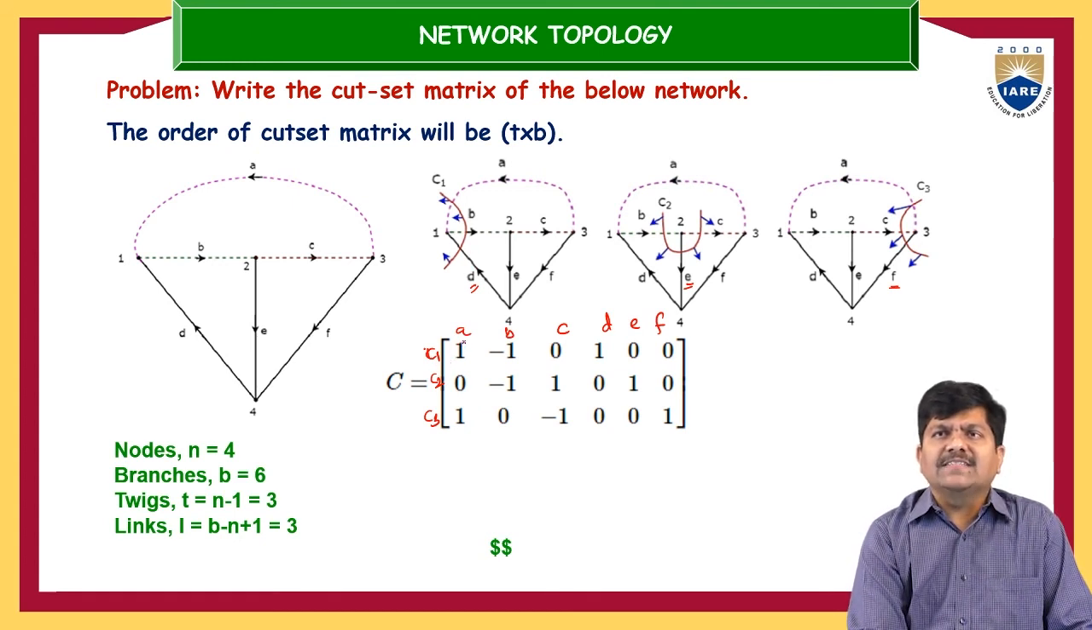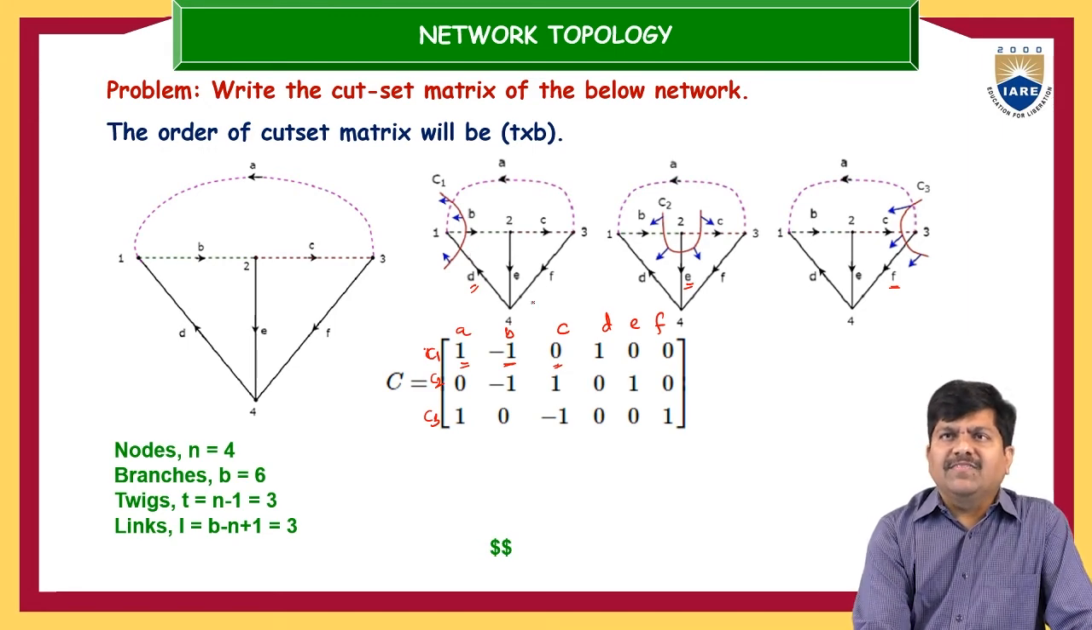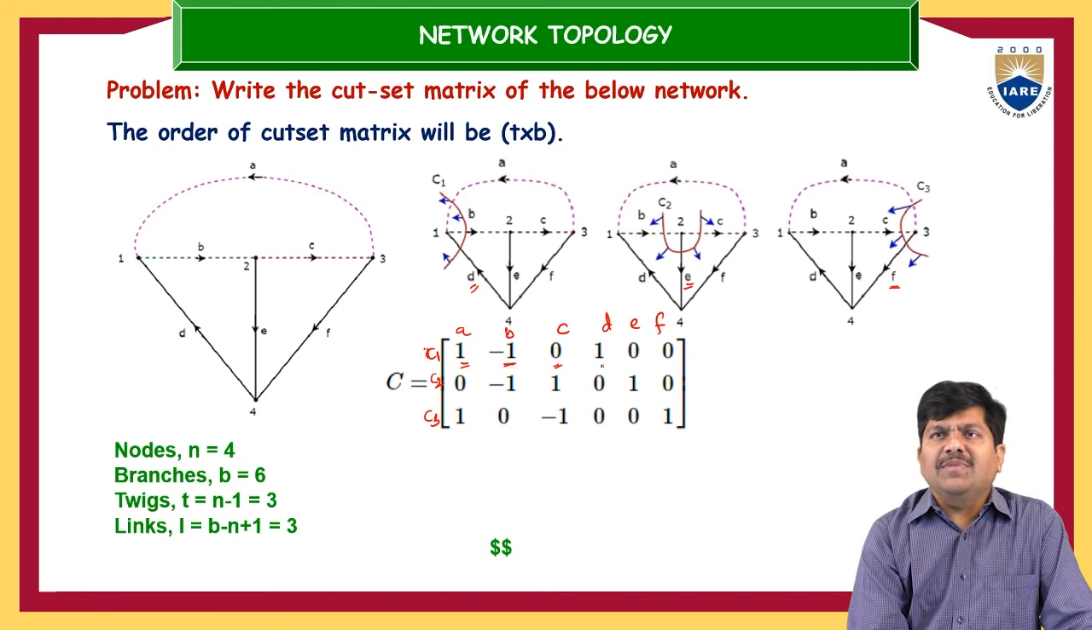So first basic cut set versus element A. What is the direction here? C1 versus A: these are oriented in the same direction, so it will be +1. C1, the first cut set, versus element B: these two are traveling in the opposite direction, so it will be -1. C1 versus element C, there is no incidence, so this is 0. First cut set versus element D, definitely it will be in the same direction, so +1. And E, there is no incidence at all. F, there is no incidence at all.